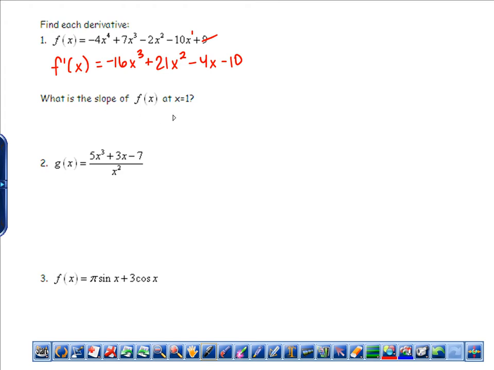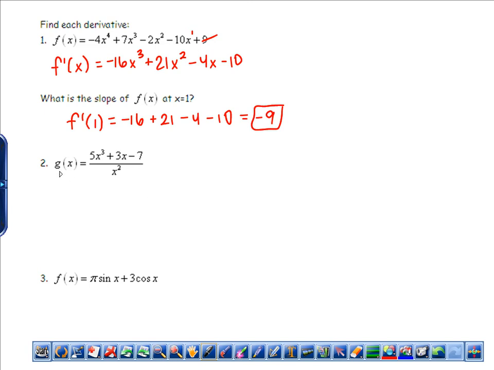Okay, so for the next part, this is what we had kind of done in part 1 and 2. What's the slope of f of x at x equals 1? So what we're finding now is f prime of 1. So let's plug in a 1. And this is something we can do without a calculator because the number 1 is very easy to take powers of. Okay, so negative 16 plus 21, that's 5. 5 minus 4 is 1, and 1 minus 10 is negative 9.